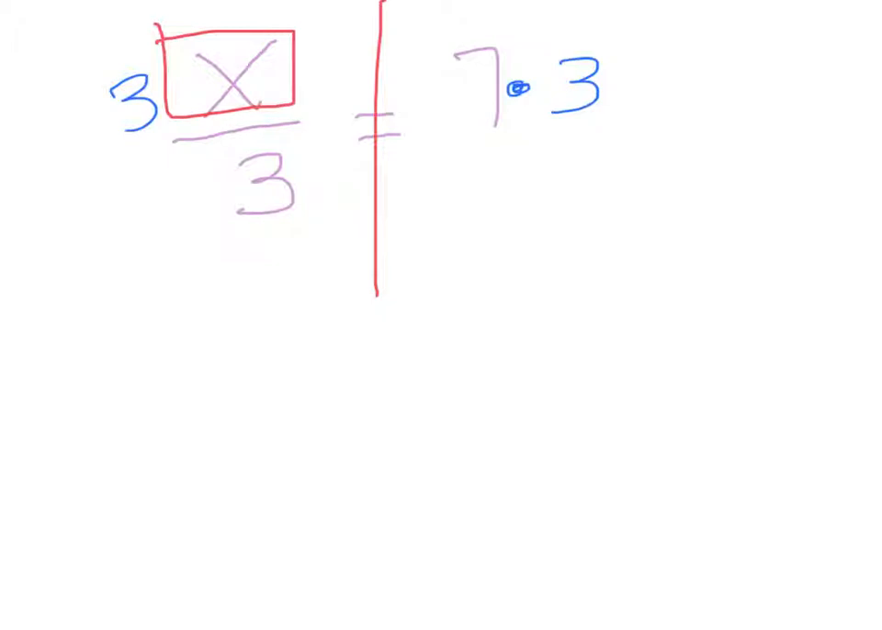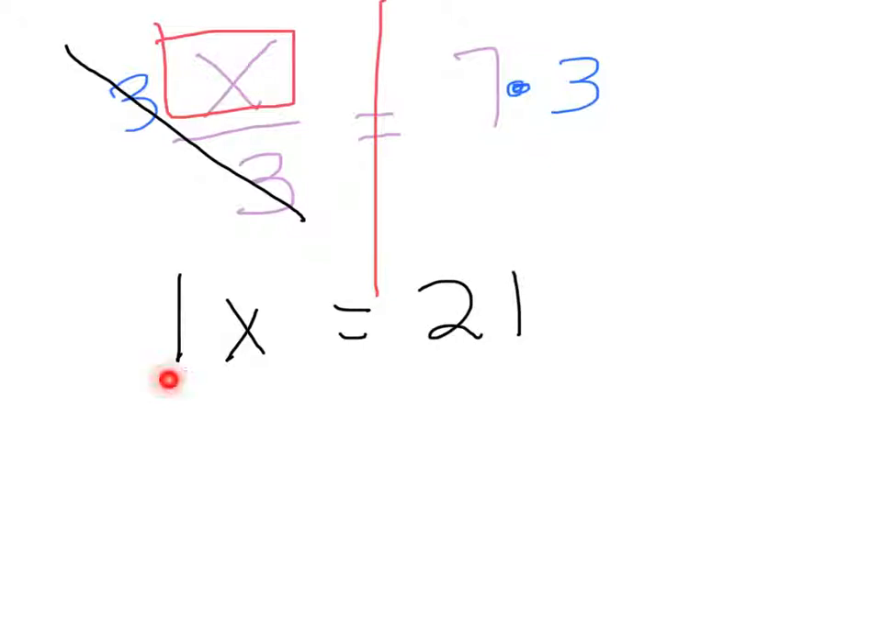Now, I know when I multiply by 3 and divide by 3, they cancel each other out. So once again, I'm going to end up with 1x. And on this side, I'm multiplying 7 by 3, which will give me 21. So once again, 1x is the same thing as writing x, and over here x equals 21.